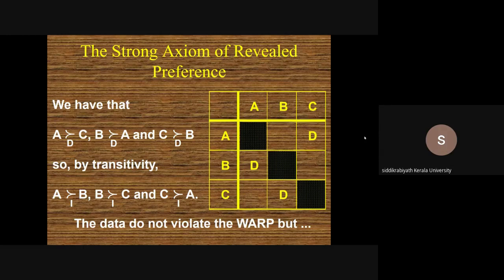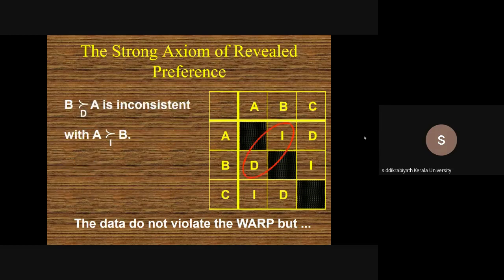indifference. In the second case, A is indifferent to B, and B is indifferent to C, and C is indifferent to A. So the data do not violate WARP, but it violates SARP. So you are indifferent in the other case. So that implies that A is inconsistent with AIB. So you say that A is preferred over B, but at the same time you are saying that A is indifferent to B also. So in that sense, it is sort of a violation.